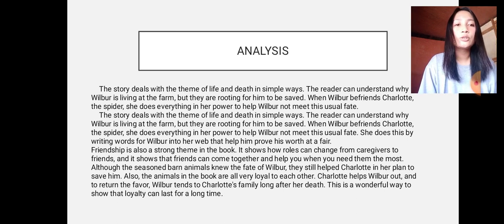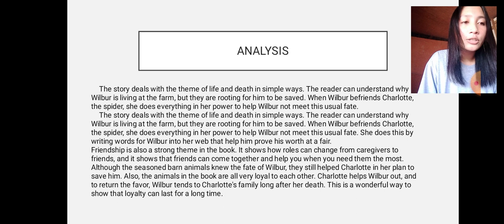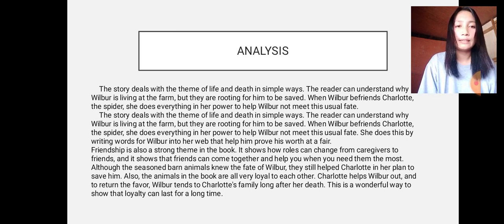Friendship is also a strong theme in the book. It shows how roles can change from caregivers to friends, and it shows that friends can come together and help you when you need them the most. Although the seasoned barn animals knew the fate of Wilbur, they still helped Charlotte and her plan to save him.